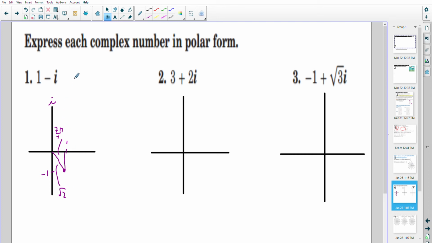And now you have that this is equal to, let's see, it's the z, or the r value. r is square root of 2. And then it's cosine 7 pi over 4 plus i sine 7 pi over 4.